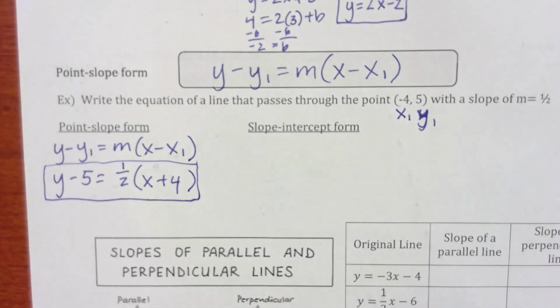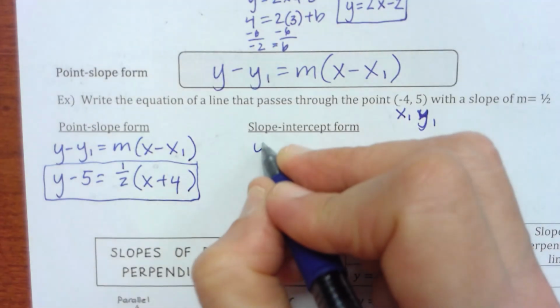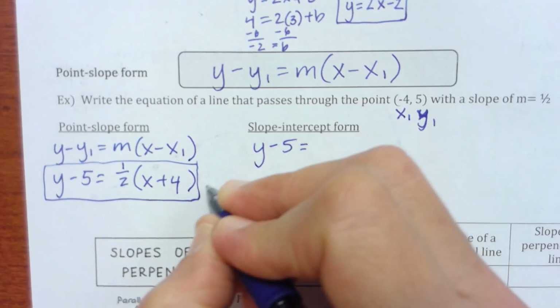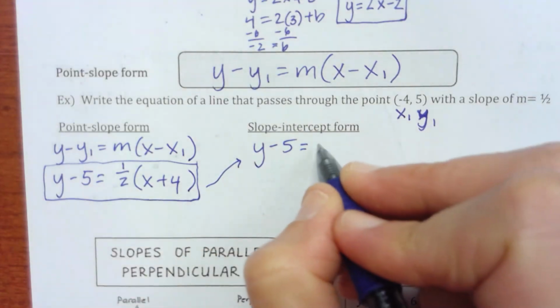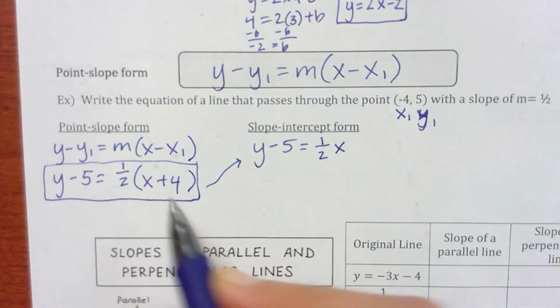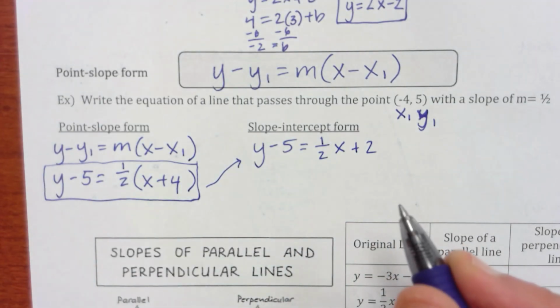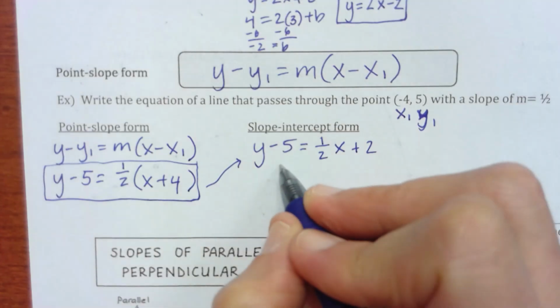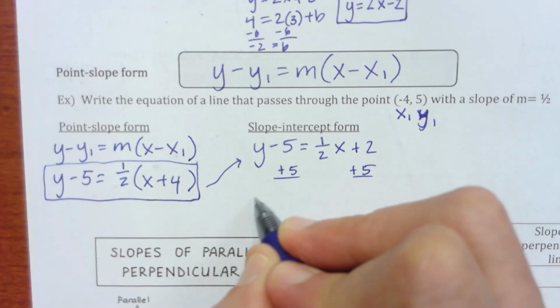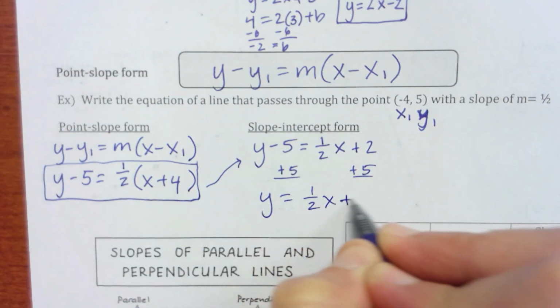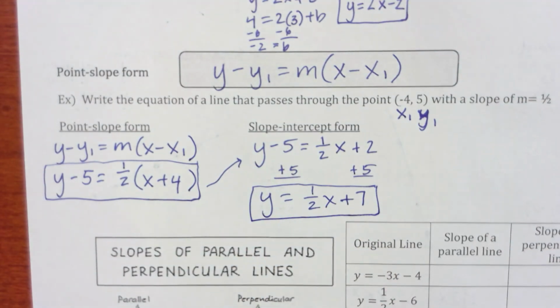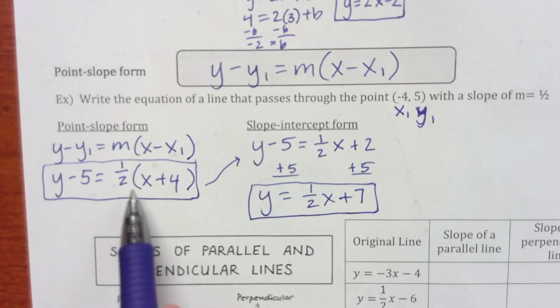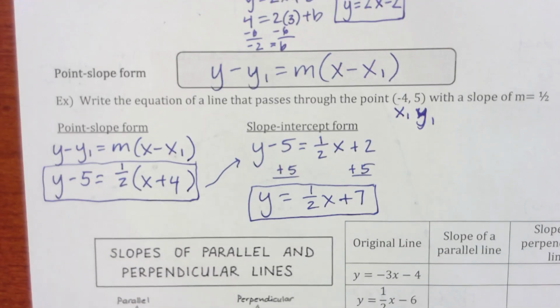Okay. Now, one of the things that I do regularly here is convert it to slope-intercept form. So I'm going to take this, and you might guess there's parentheses here. I'm going to distribute 1/2 times x plus 4. 1/2 times 4 is 2. I'm trying to get it to slope-intercept form. That means I need to get the y by itself, add 5 to both sides, and you get y equals 1/2 x plus 7. And that's the slope-intercept form of the same equation. Point-slope form, distribute, move the 5 over, and now we have slope-intercept form.